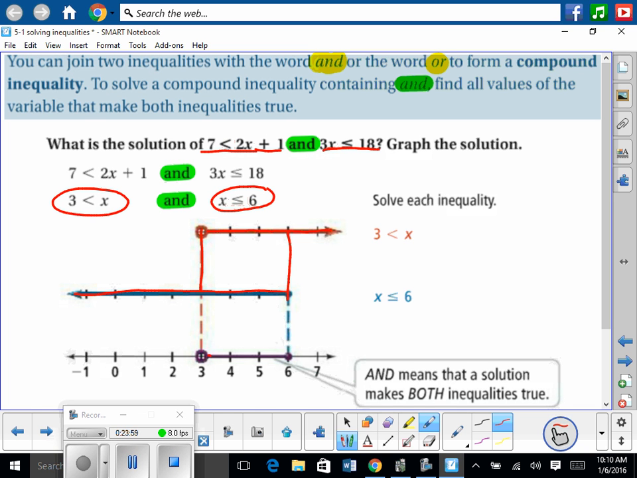So this is all you would fill in for the number line. That's your answer: 3 up to 6, including 6 but not including 3. It's picky, only where it's full. Does that make sense? Are we all good?